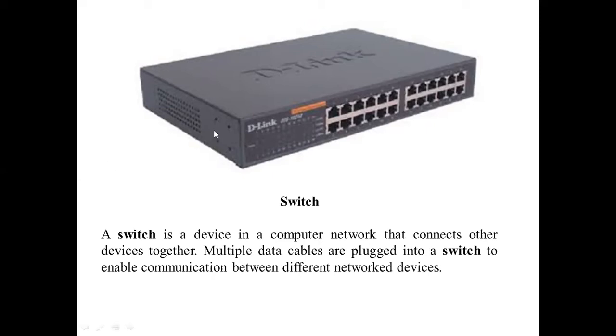Basically, just look at the diagram. We have a switch from D-Link, the company which provides the switches, and look at the nodes 1, 2, 3, 4, 5, 6, 6 plus 6, 12, and 12 plus 12, 24. What it means is, this switch is capable of adding 24 different systems into a single network. This is all about the switch.